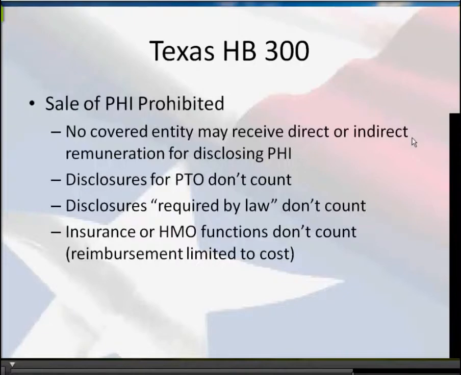House Bill 300 further outlines that the sale of protected health information is to be prohibited. No covered entity may receive direct or indirect remuneration for disclosing private health information. Now, disclosure for payment, treatment, or healthcare operations doesn't count. So if they disclose your information to get your bill paid. Disclosure required by law doesn't count. Insurance or HMO functions also don't count, but involve reimbursement or limited costs.